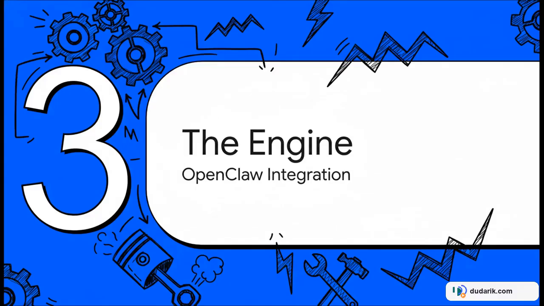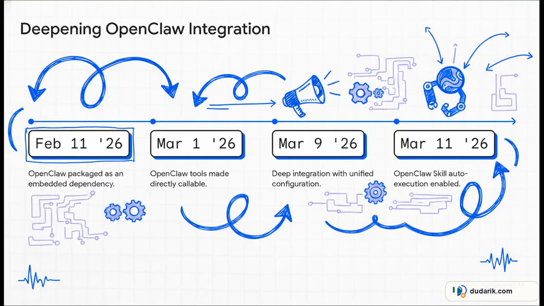So if the knowledge graph is the brain, then OpenClaw is the engine. It's the muscle that gets things done. It's the system that handles executing tasks and using tools. Let's take a look at how this integration actually evolved. This timeline really shows how serious they are about this. It wasn't just bolted on. It started out as a simple dependency, but it quickly evolved. Soon its tools were directly callable. Then it shared a unified configuration, and finally it enabled the automatic execution of its skills. This shows a real commitment to making OpenClaw the core action-taking part of the whole agent.